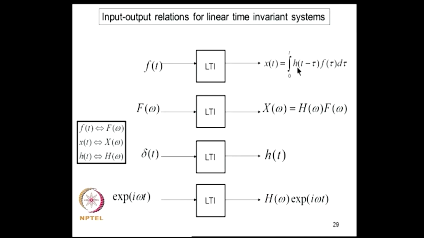The impulse response function that is used in time domain representation is nothing but the response of the system to a unit impulse. The frequency response function H of omega is defined through this graph. You apply a unit harmonic excitation and the response we get is H of omega e raised to i omega t. It can also be shown that f of t and F of omega form a Fourier transform pair. This notation means f of t and F of omega are Fourier transform pairs. This x of t and X of omega are Fourier transform pairs, and not only that, the system impulse response h of t and the system frequency response function H of omega also form a Fourier transform pair.